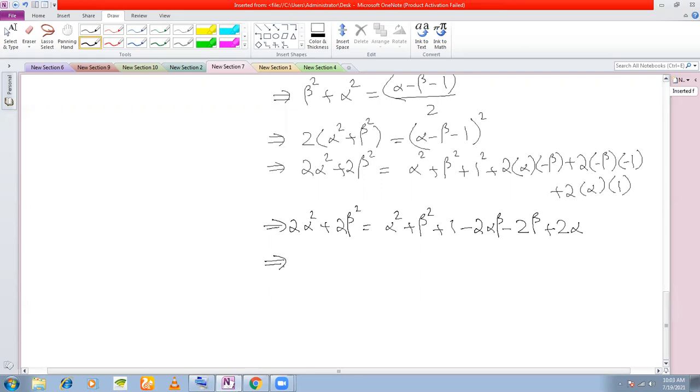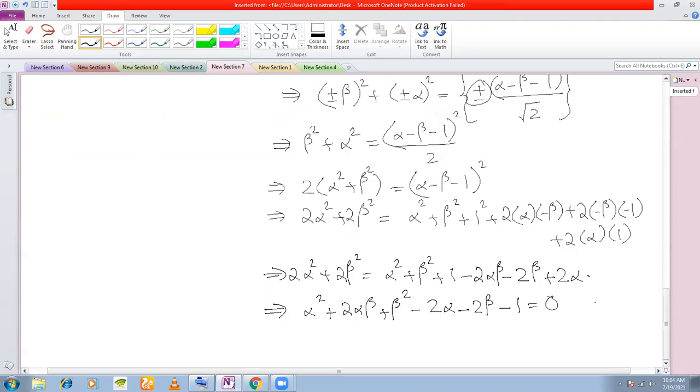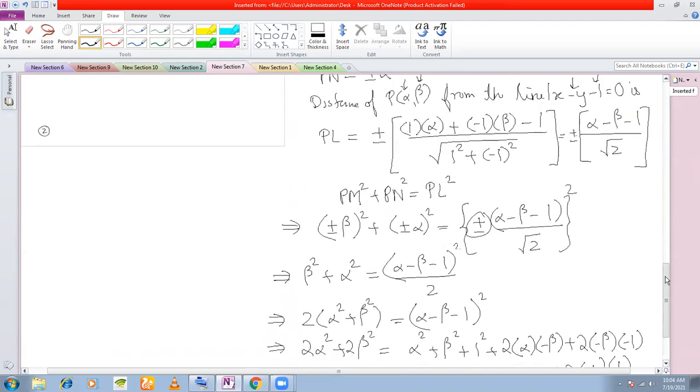Now you bring everything on one side. You will get alpha square plus 2 alpha beta plus beta square minus 2 alpha. And there's a 1, I think, also here. Yes, there's a 1. Okay, so minus 2 alpha minus 2 beta minus 1 is equal to 0. So this is a relation. And this relation between alpha and beta that we have got, with the help of which relation have we got? This, right?